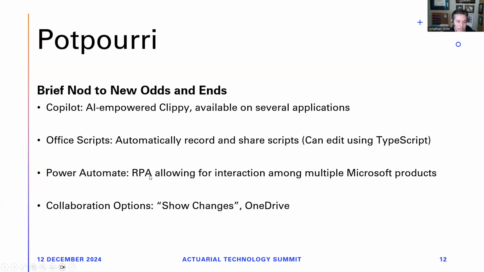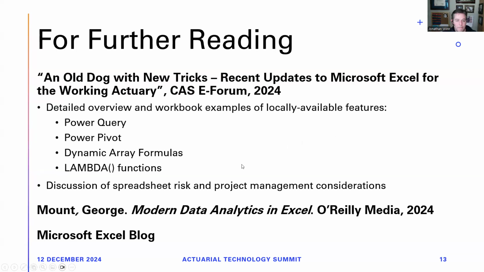Again, Power Automate, kind of like Copilot, extends to a lot of Microsoft products. It's a robotic process automation feature that allows you to automate your processes, so you can spend your time doing other more exciting things. And then finally, for people who are using OneDrive, you'll notice that there are lots of really helpful collaboration options with Excel, such as multiple users using the same spreadsheet. And again, that's the end of this section.